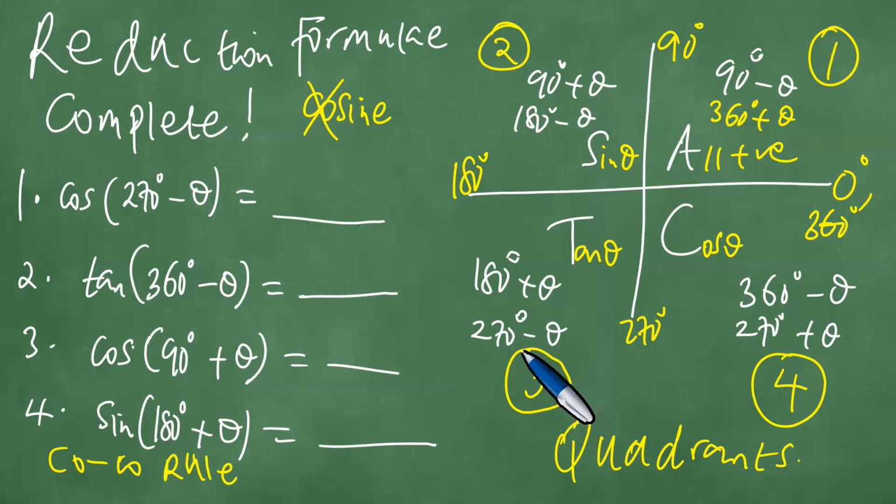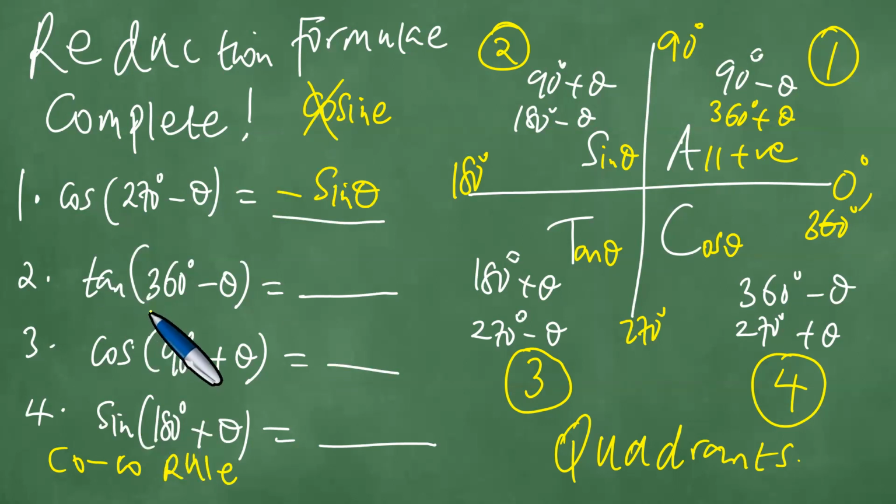Okay, that's interesting. First things first, we need to look at where 270 minus theta lies. In which quadrant is 270 minus theta? It is in quadrant 3, and in quadrant 3, only the tangent is positive, so the cosine is going to be negative. But because we're dealing with 270, the Coco rule applies, and therefore you are dealing with the cosine. So you remove the co, and you're left with the sine, so it's going to be negative, but it's going to change to the sine of theta.